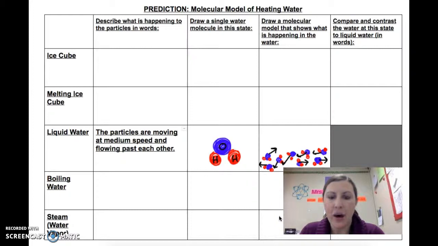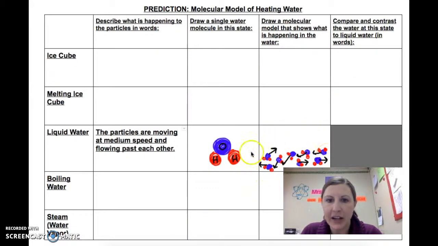All right, so now I've created my model. Here is a model of a water molecule, and I used a little blue for my oxygen and two red circles for my hydrogens, and I also labeled them. You could put a key on your page and just stick with the same colors. That would be fine, however you choose. But this is what a liquid water molecule looks like.